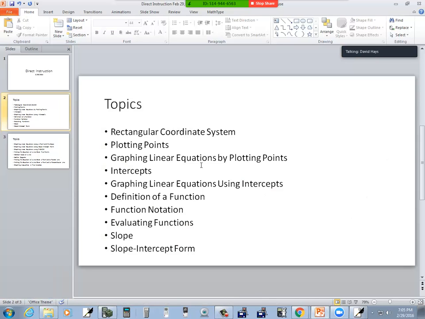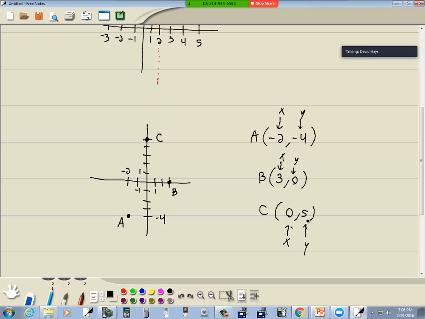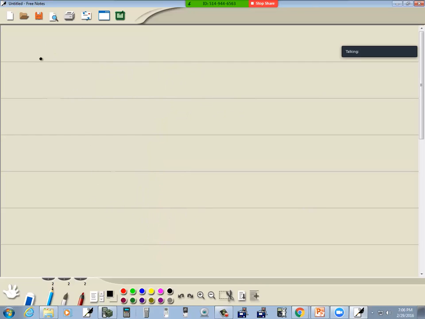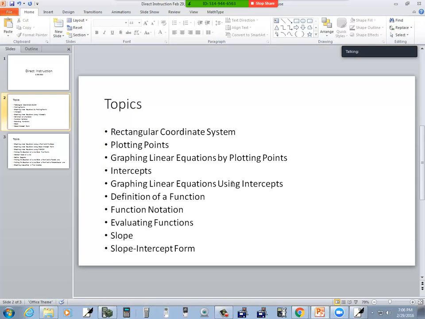Now we're going to take a look at graphing linear equations by plotting points. So let me clear this off. Say we got y is equal to 2x minus 3. And let me actually highlight the one we're working on.